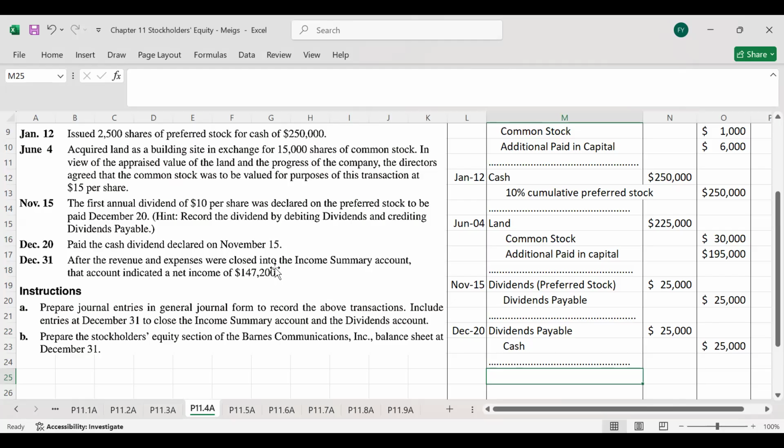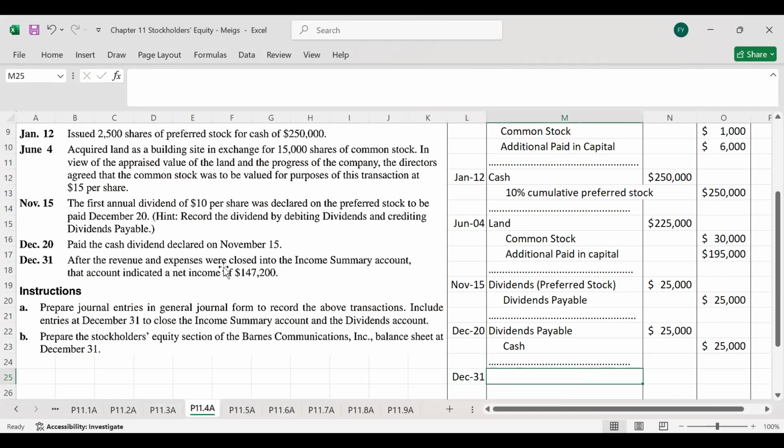So, as mentioned in the transaction, that revenue and expenses were already closed. So now two closing entries are required. We have discussed in detail in chapter 4 and chapter 5 how to close the accounts that are related with income statement. So here we are just recording our closing entries, which is on December 31st.